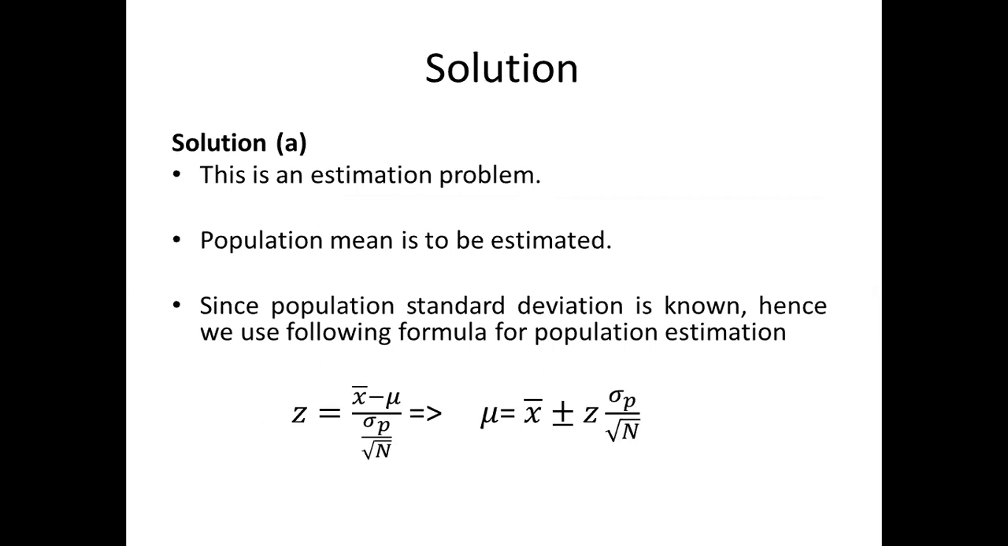So let's start working with the problem. This is an estimation problem, as we already discussed. Population mean is to be estimated. Since the population standard deviation is known, we will use this formulation, that z is equal to (x bar minus mu) upon sigma upon root n.